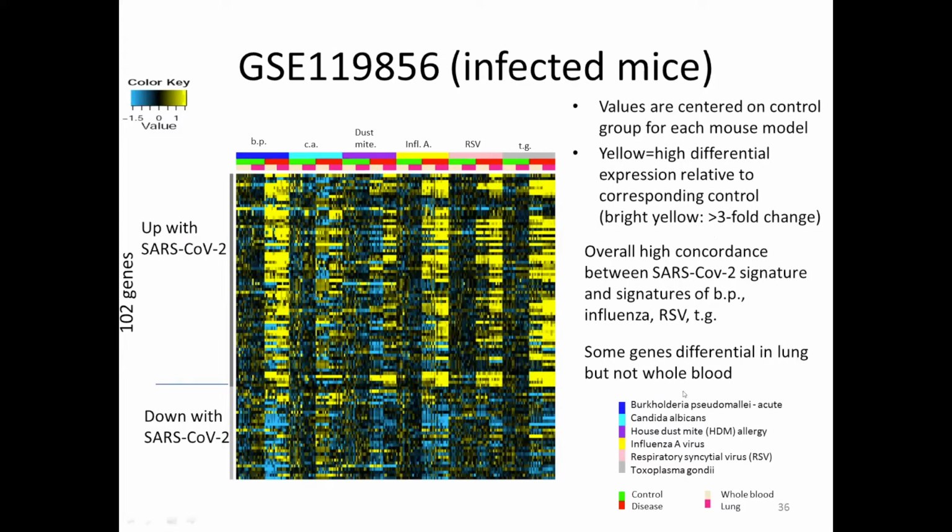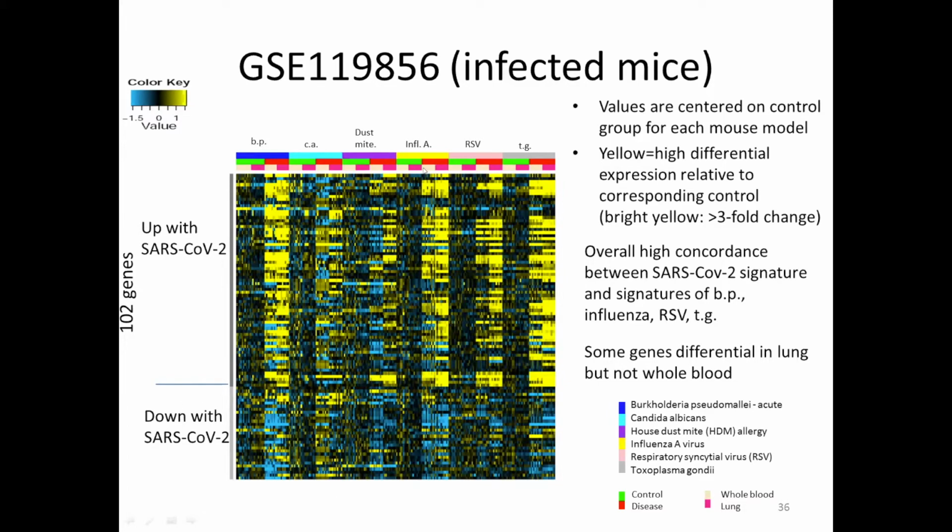This is a nice data set of mouse lung and a host of different infections in mice, some viruses as well as a couple of different bacterial infections. We've got control on the left here and then infected on the right. A lot of genes that are going up are also up with our SARS-CoV-2 signature, and a lot of genes that are blue are down.